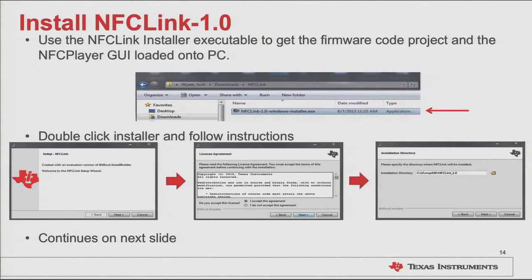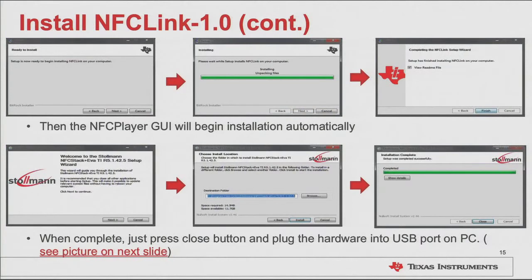Use the NFC Link installer executable to get the firmware code project and the NFC player GUI loaded onto a PC. Double-click the installer and follow the instructions. Then the NFC player GUI will begin installation automatically. When completed, just press the close button and plug the hardware into the USB port on the PC.